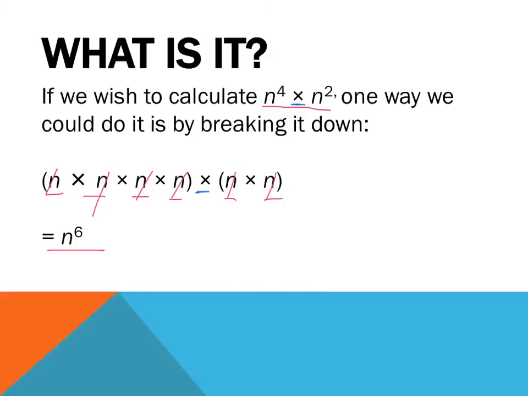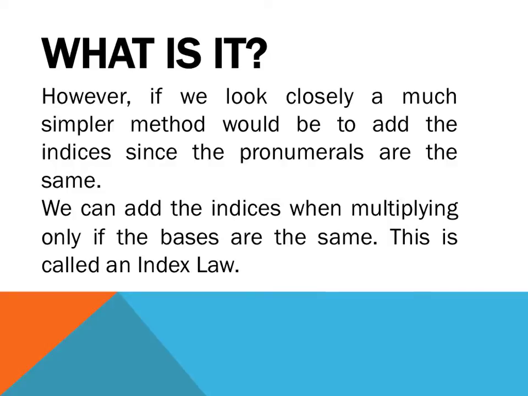But I'm hoping most of you see a little bit of a pattern here. n to the power of 4 times n to the power of 2 equals n to the power of 6. 4, 2, 6. Yeah, there's an interesting pattern. Because if we look more closely, a much simpler method is just to add the indices, since the pronumerals are the same. So we can add the indices when multiplying only if the bases are the same.